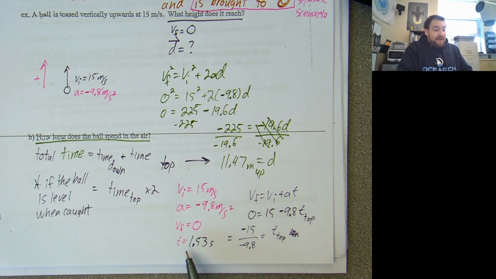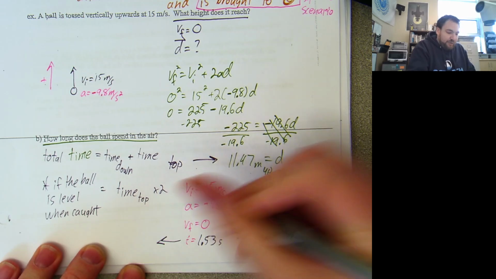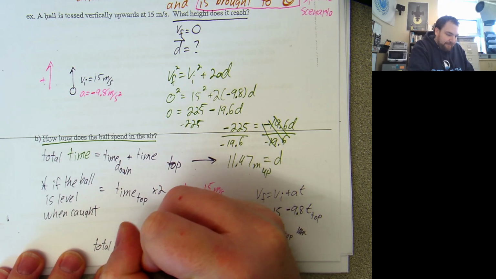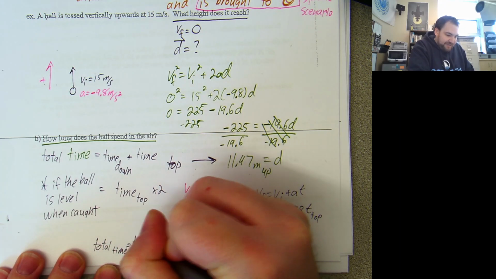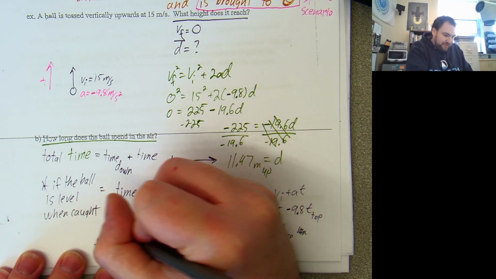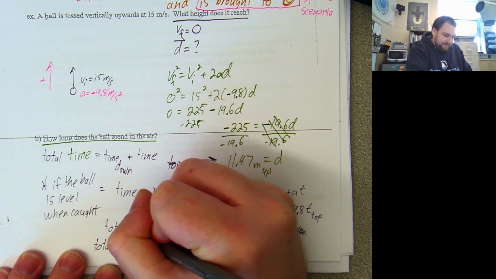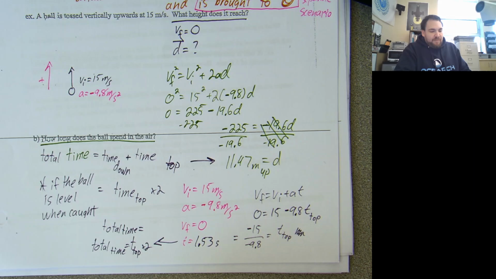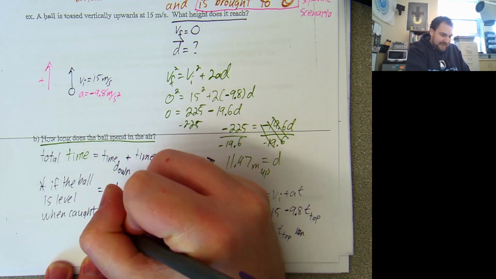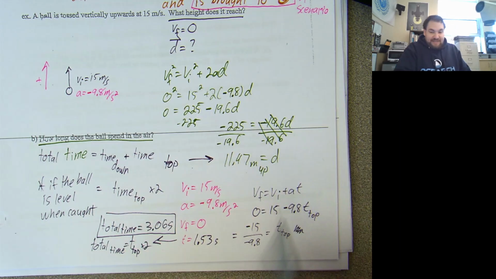So this time here is the time it takes for the ball to get from where it was thrown to the top of the arc. What do we have to do now to find total time? Double it. Total time equals t-top times 2. So then total time is going to equal 1.53 times 2, 3.06. And that is the final answer.